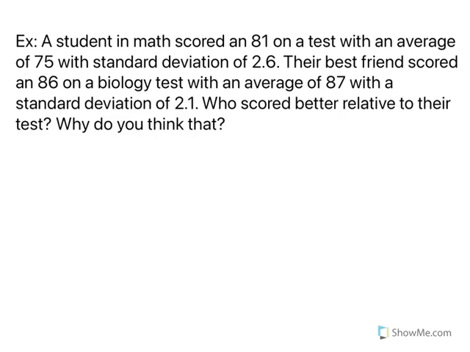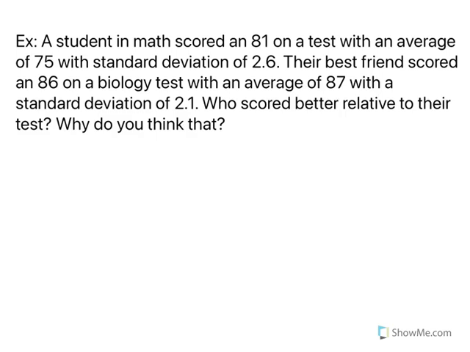A student in math scored an 81 on a test with an average of 75 with a standard deviation of 2.6. Their best friend scored an 86 on a biology test with an average of 87 with a standard deviation of 2.1. Who scored better relative to their test, and why do you think that?